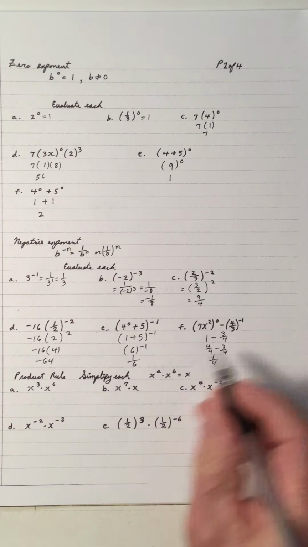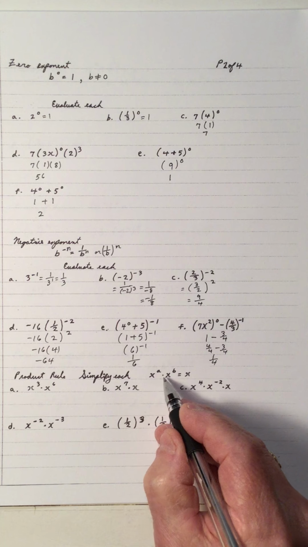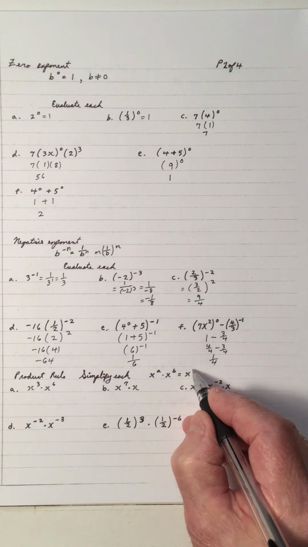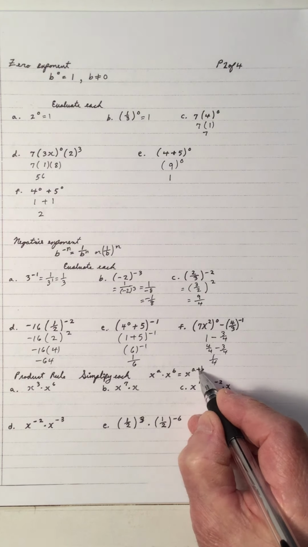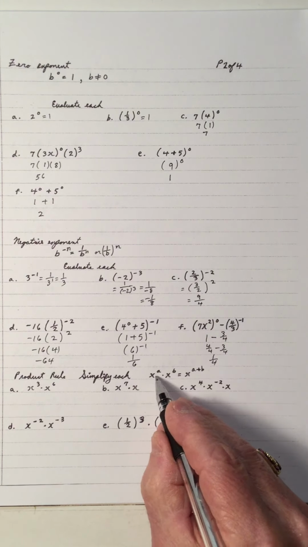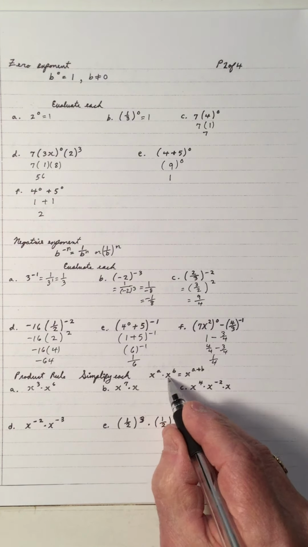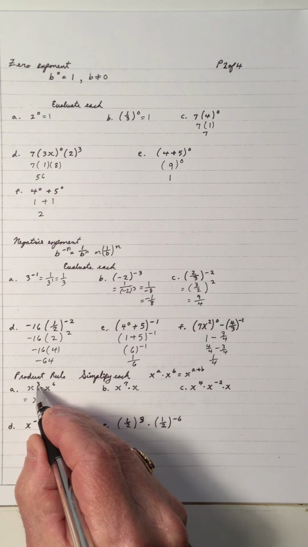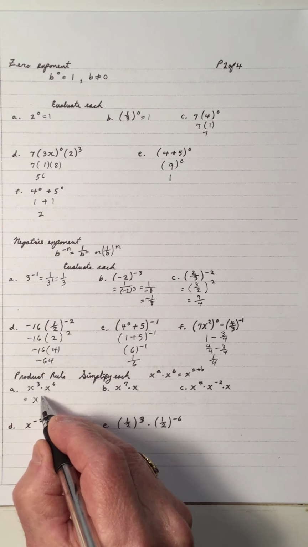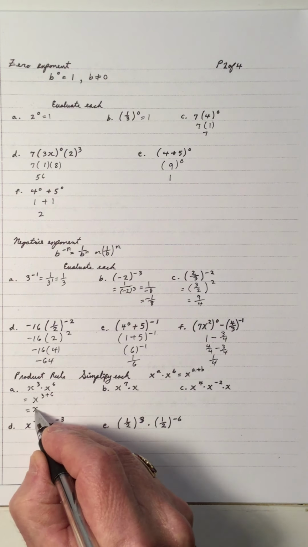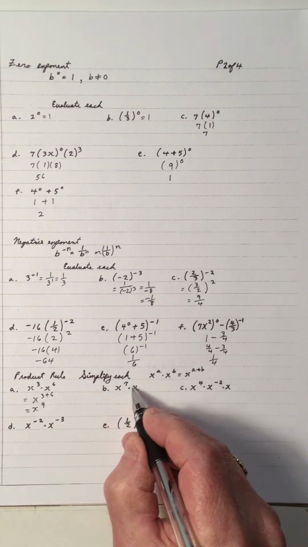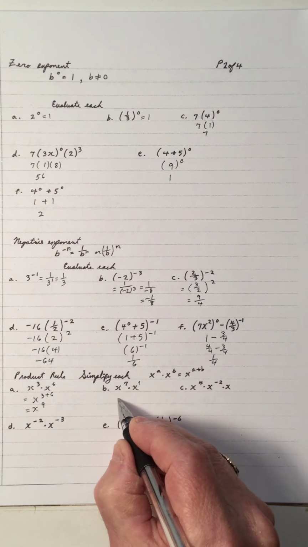And we have a product rule. Simplify each. The product rule: x to the a times x to the b is x to the a plus b. So when we multiply exponentials with the same bases, we keep the base and we add the exponents. Notice these have the same base, so we keep the x. So 3 plus 6 gives us x to the 9. And here that's a 1, so that's x.